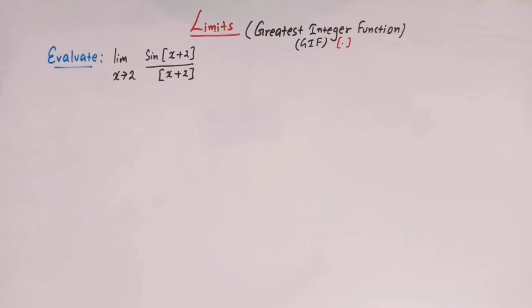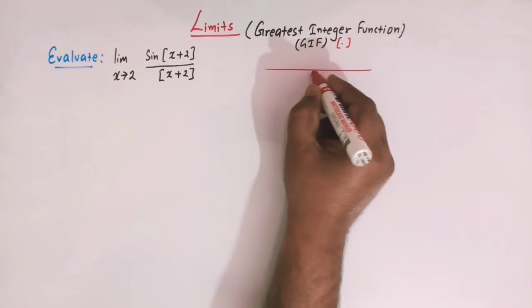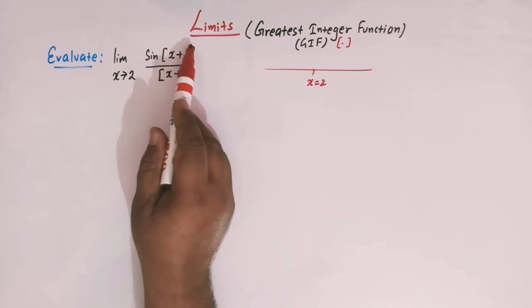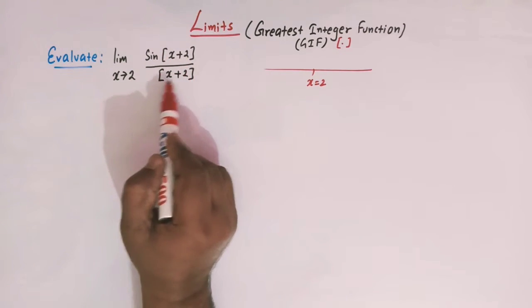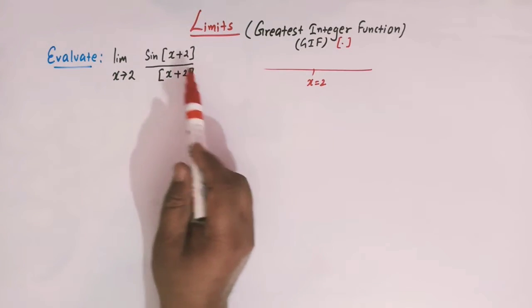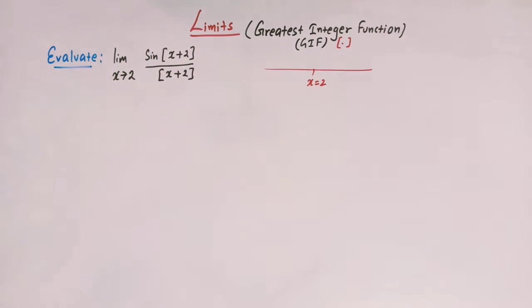Hello viewers, in today's class we are going to discuss one more important limit involving the greatest integer function. Here we have to evaluate this limit at the point x equal to 2. So when x approaches 2, we have to find the limit of sin[x+2] divided by [x+2]. Let us see whether the limit of this function when x approaches 2 exists or not.